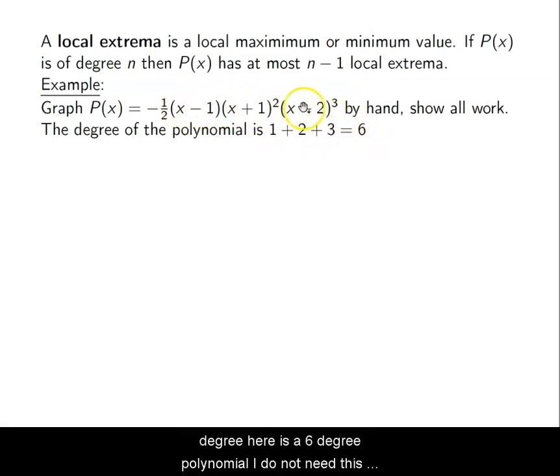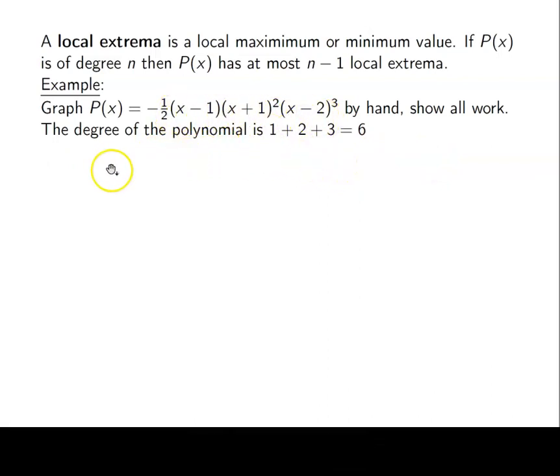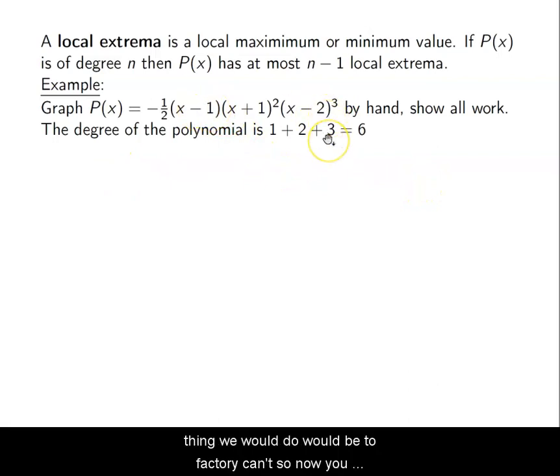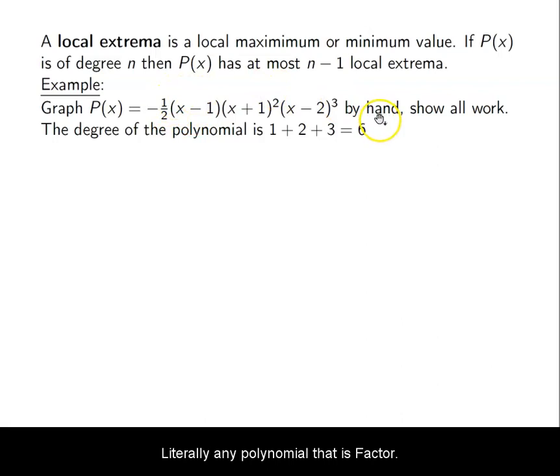I do not need this to be in standard form in order for me to do all the stuff that I need to do to it. In fact, having it factored is way easier. In fact, if this was in standard form, the first thing we would do would be to factor it. Okay, so now you might be saying, factoring a 6-degree polynomial? How am I going to do that? Well, that's what's coming up in the next couple of sections. We'll learn how to factor literally any polynomial that is factorable.